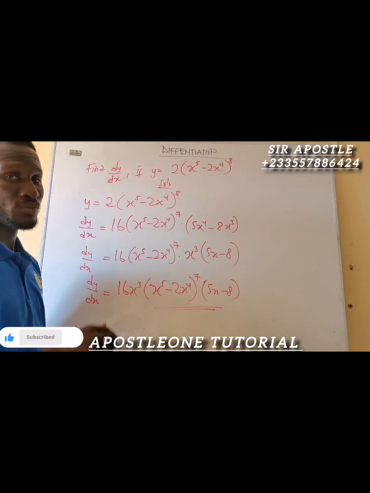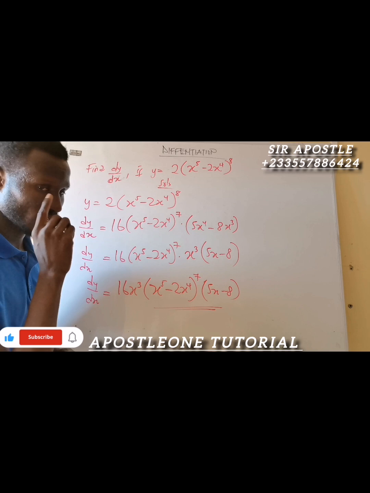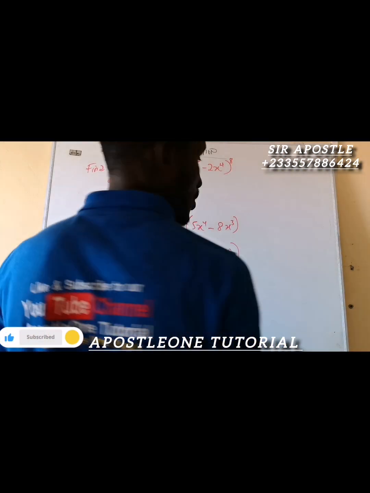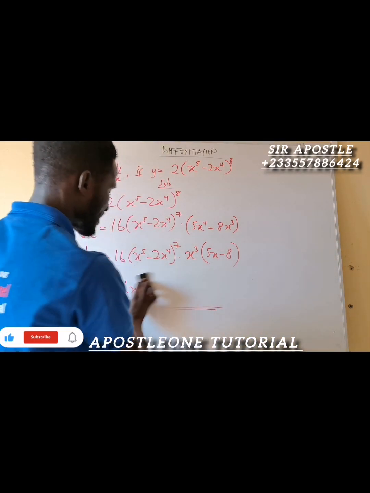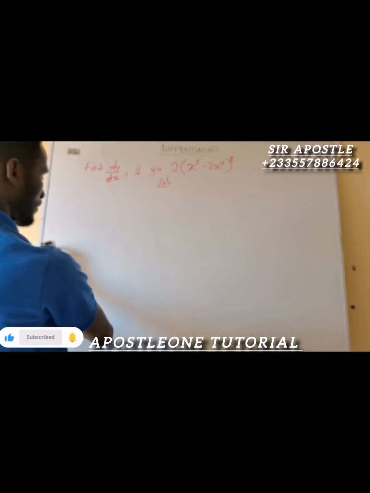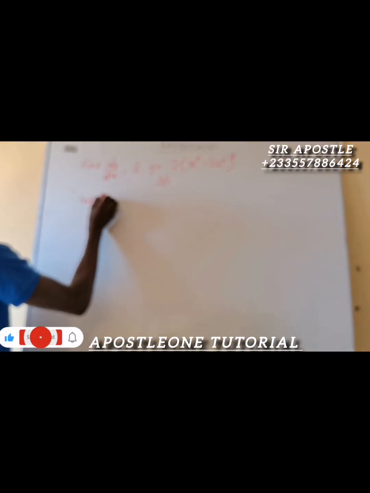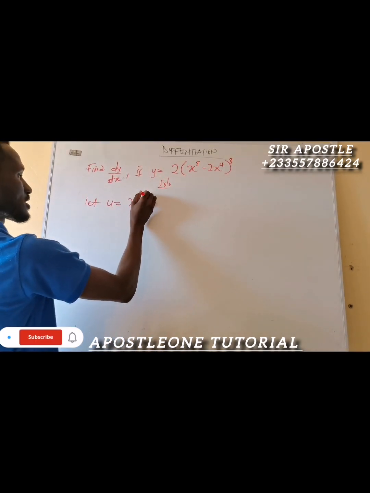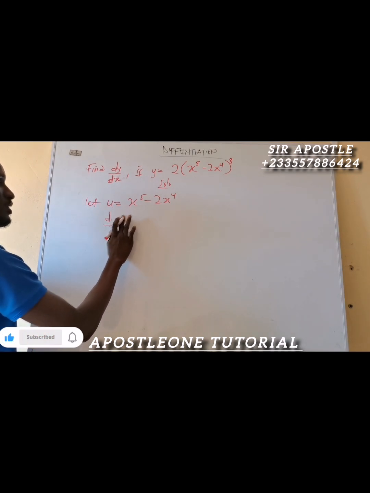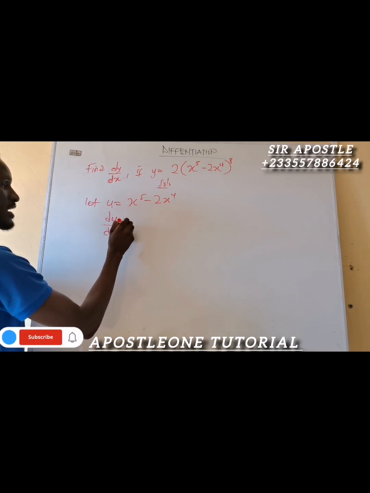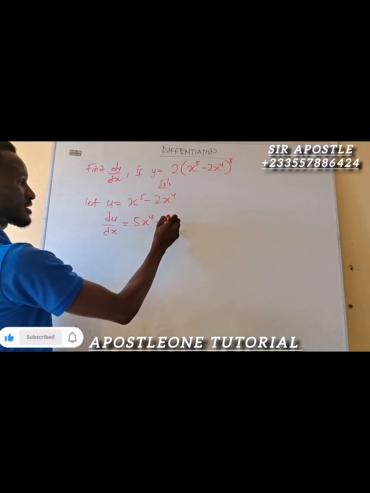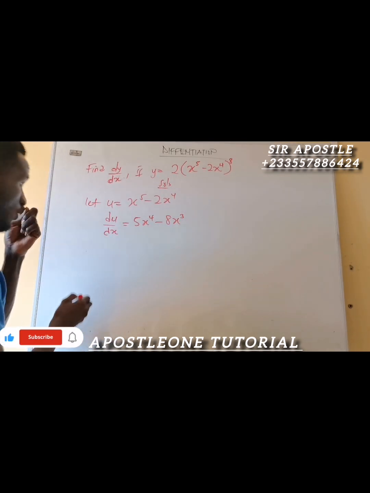We can also talk about the substitution method. With the substitution method, we say, let u be equal to x exponent 5 minus 2x exponent 4. Then we differentiate u with respect to the variable involved. The variable is x. We differentiate it with respect to x. This gives us 5x exponent 4 minus 8x exponent 3.